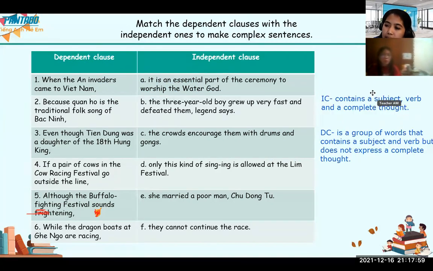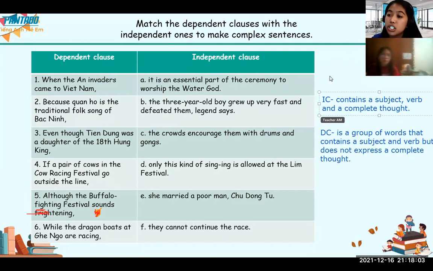By the way, what is a subject? When we say subject, it is a person or a thing or even an animal that is the subject of your sentence. For example, this one: When the An invaders came to Vietnam, so this is a subject, invaders. Subject and noun are just the same. For example, Ngok, teacher, those are examples for subject.